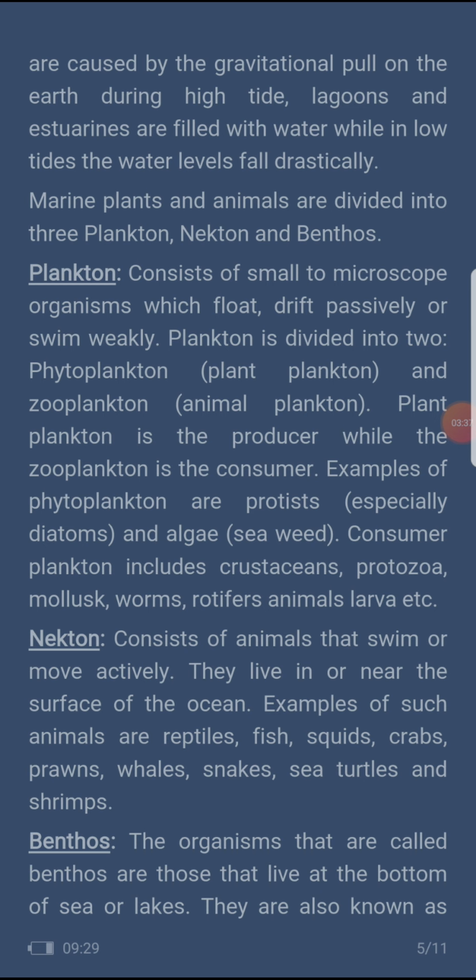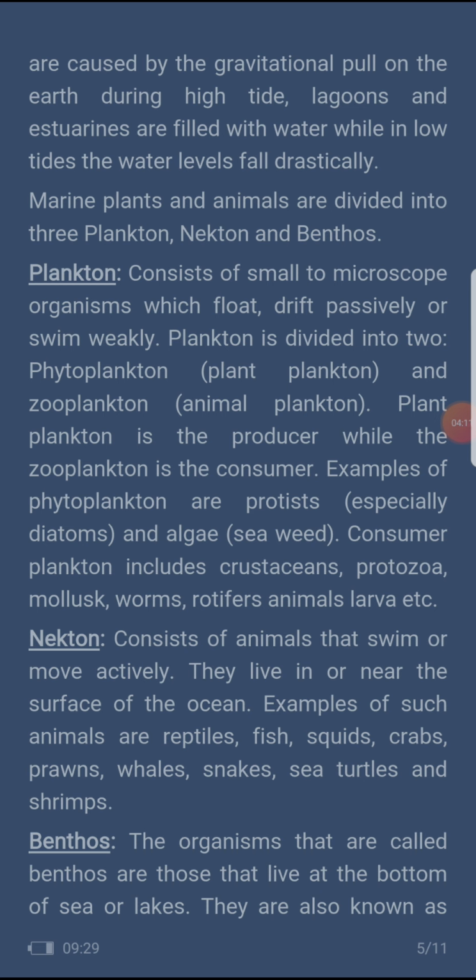So we have the plankton, which consists of small to microscopic organisms which float passively and swim weakly. Plankton is divided into two. We have the phytoplankton, which are the plant plankton, and the zooplankton, which are the animal plankton. The phytoplankton, which is plant plankton, is the producer, while the zooplankton is the consumer. Examples of phytoplankton are protists and algae. Consumer plankton includes crustaceans, protozoans, mollusks, worms, rotifers, larvae, etc.